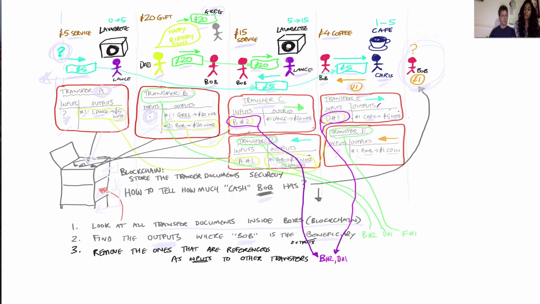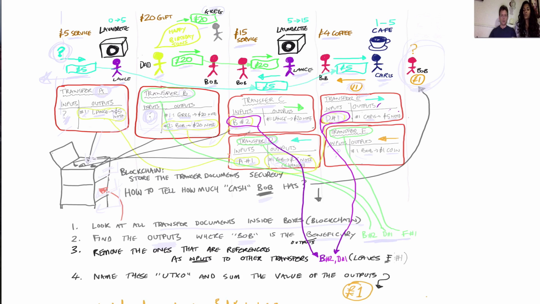Also, remove the ones that are referenced as input to other transactions. Transaction D was where Bob handed over that £5 note to Chris, and he was referring to output number 1, which was when he received the £5 change from the laundrette. So transfer D, number 1, has also been used as a reference. You can see it here. It's been referenced to pay for the coffee. So that proves that this one and this one have to be removed from here, because they've already been used up. Make sense?